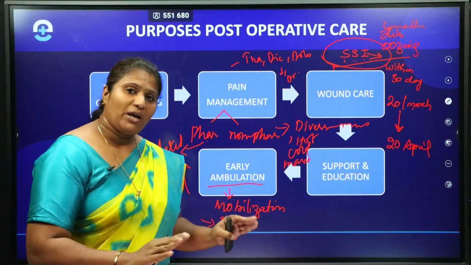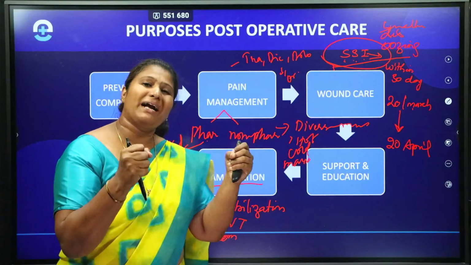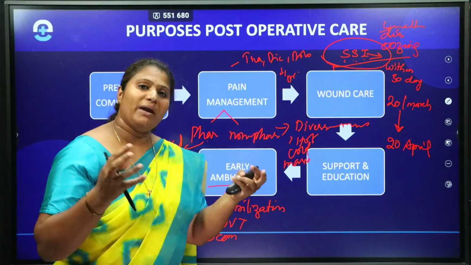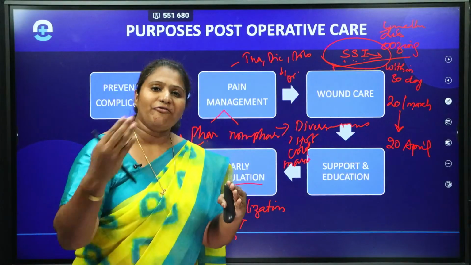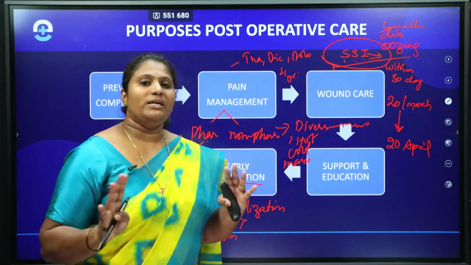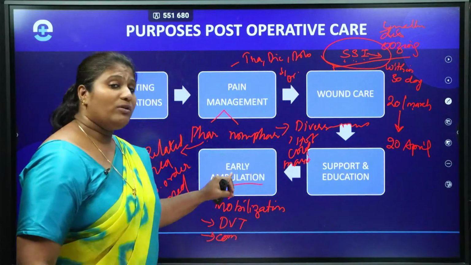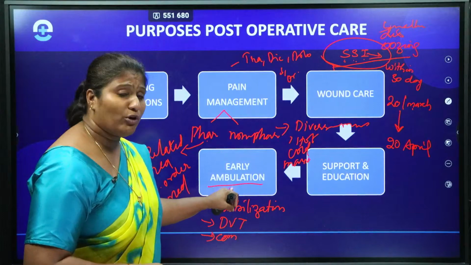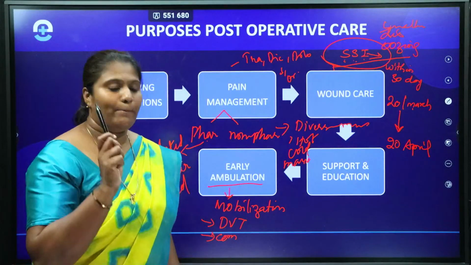Compartment syndrome: if they are not mobilizing properly, the body areas will get more contracted. Then after that, the patient will not get proper walking or proper movement in their body. So before all this, we need to prevent it. What do we have to do? We need to do the ambulation.